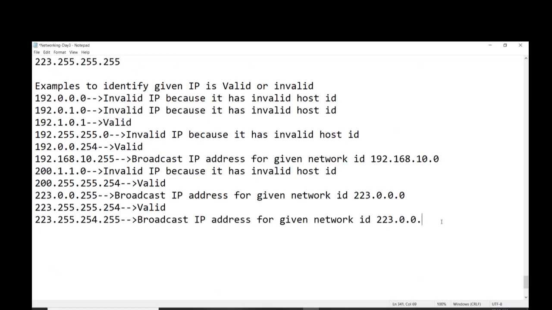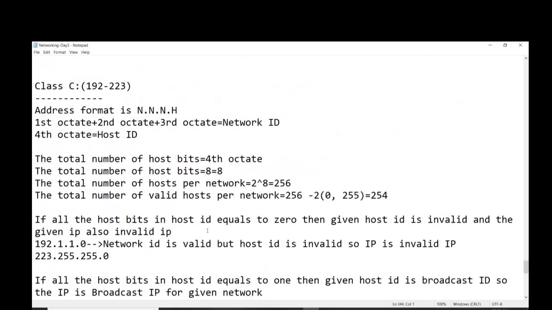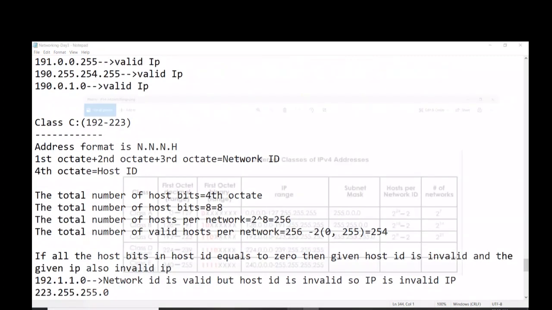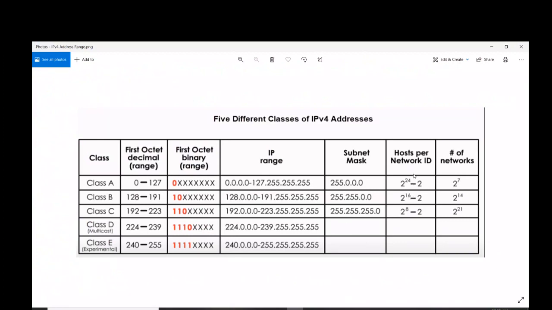What is the network ID here? 223.255.254.0. Yes, 254 is the network ID. So this is how we calculate this one also, and the valid also. In this they have just given this one minus 2. Valid. So we calculate everything, and we know the subnet mask and IP range.